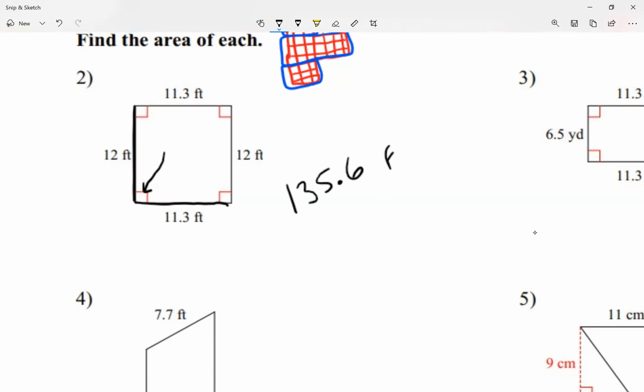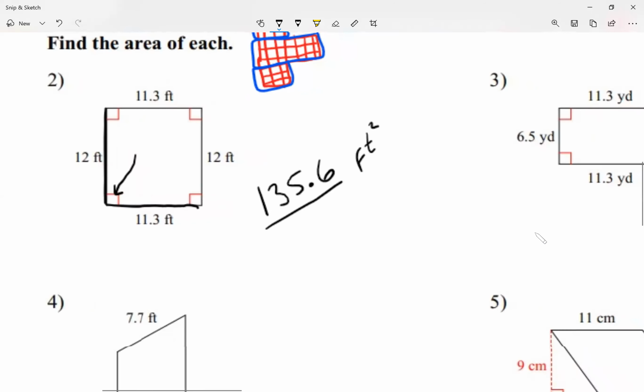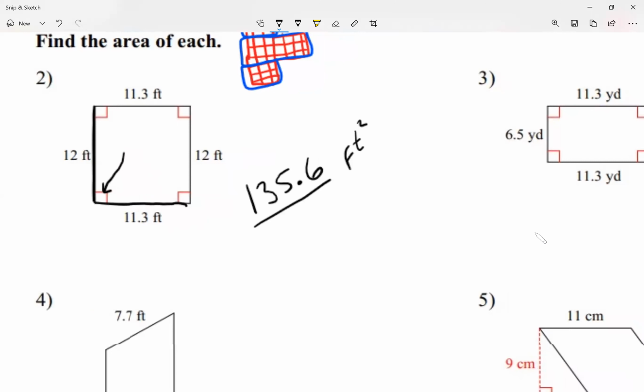Now, if we care about measurement, we call this feet squared. But again, for my case, I'm just looking at the number. Now, looking at the instructions, it says find the area of each. It never says round it to anything. So if I get a number that has many decimal places, I never said to round it to anything. So type in everything you get.